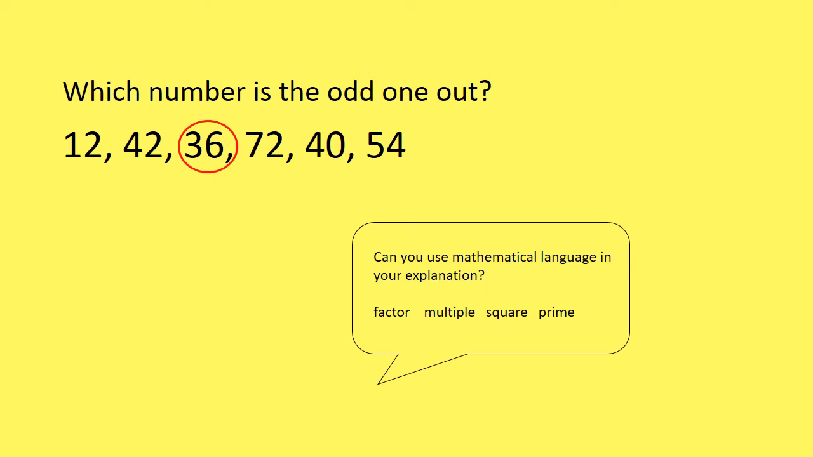For example, you could say that 36 is the odd one out of those numbers because it's the only one that is a square number. A square number is where a number is multiplied by itself. So 36 is 6 squared. 6 times 6 is 36. Another option you could have gone for as the odd one out is 40. 40 is the only one of those numbers that isn't a multiple of 6. It's not in the 6 times table.